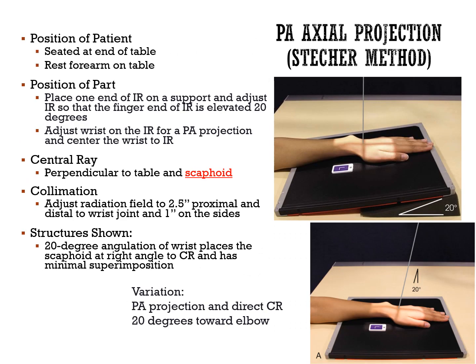The PA axial projection, Stecher method, is used in case the patient cannot do an ulnar deviation. If the patient is seated at the end of the table and we rest the forearm on the table, we have one of two methods that we can do. We can either elevate the image receptor 20 degrees or we can angle the central ray 20 degrees toward the elbow. Either case, we're going to center perpendicular to the table and the scaphoid, and we're going to do the same collimation we did on all the other projections of the wrist.